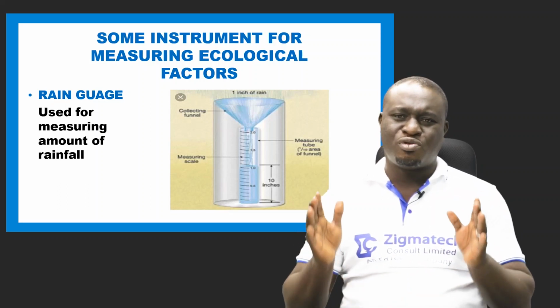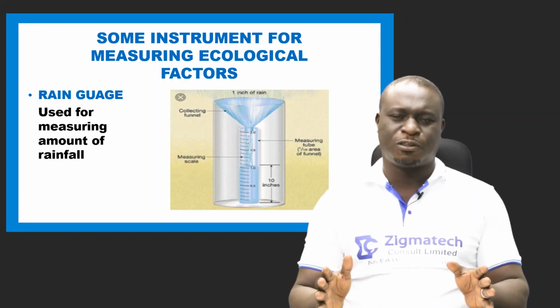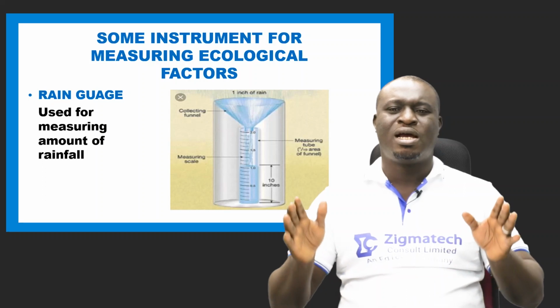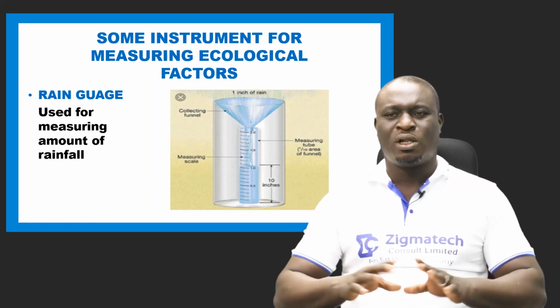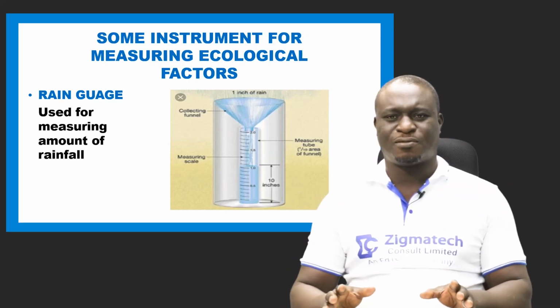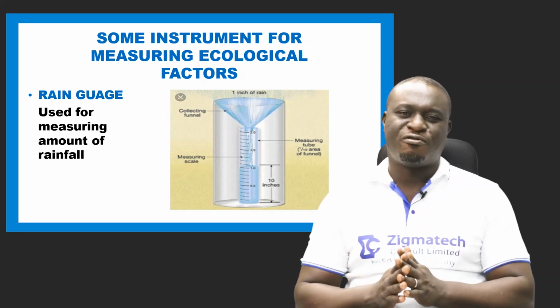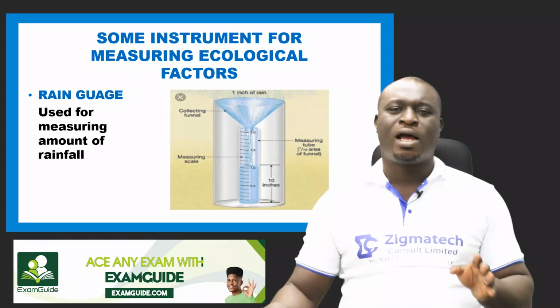And what is the purpose or the function of a rain gauge? It is simply used for measuring the amount of rainfall in a given area or habitat.